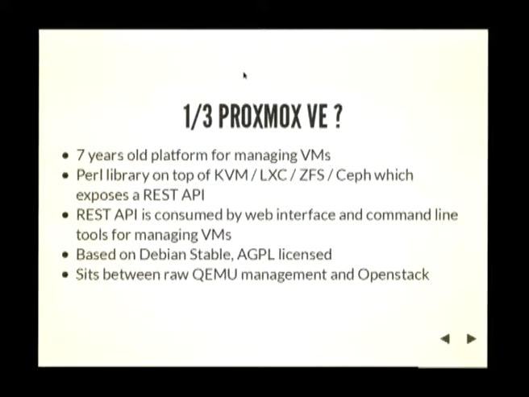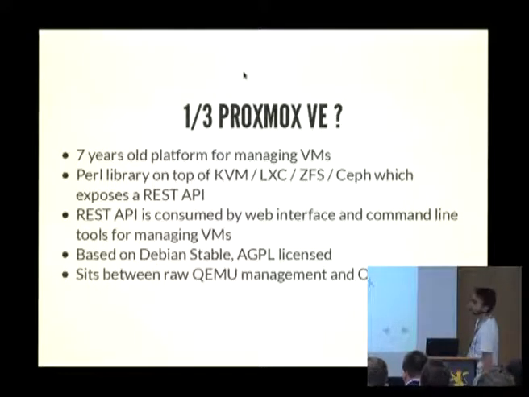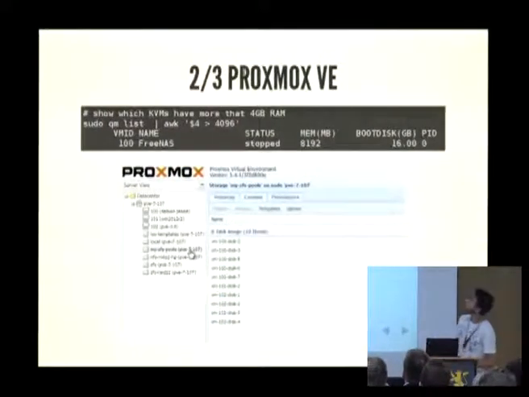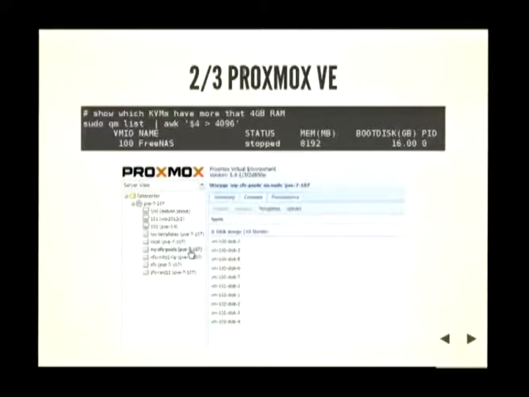It's based on Debian stable, it's AGPL, and for the level of complexity, it's somewhere between raw QEMU management and OpenStack. So you can start with one server on which you install Proxmox VE with a CD, and you can already create virtual machines, and afterwards you can bring that into a cluster. But I think the sweet spot for Proxmox is if you have between 1 and 16 servers. So it looks like this, a command line interface, and you have an interface for creating virtual machines.